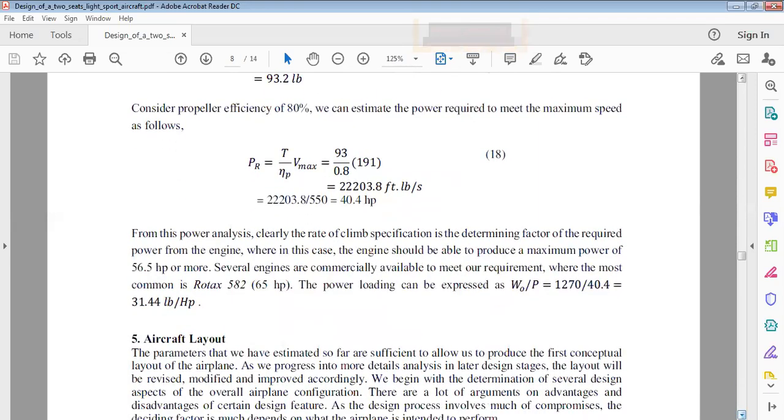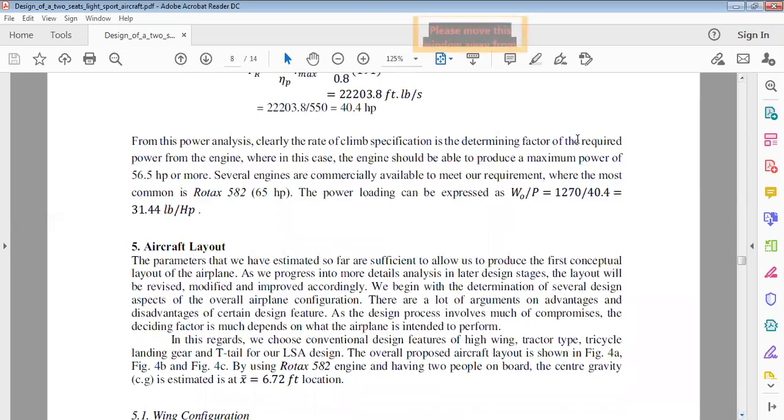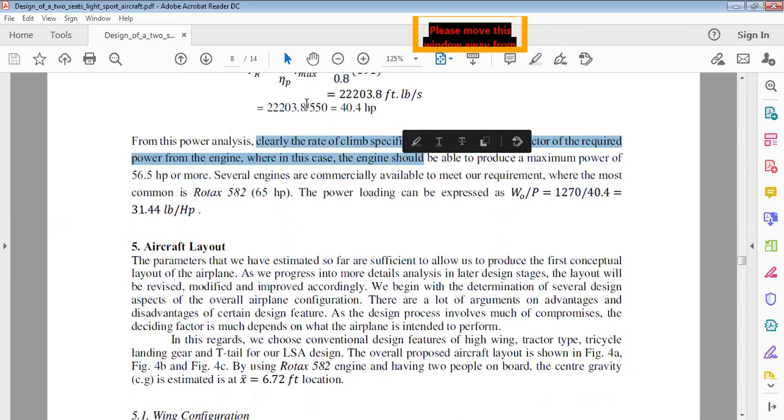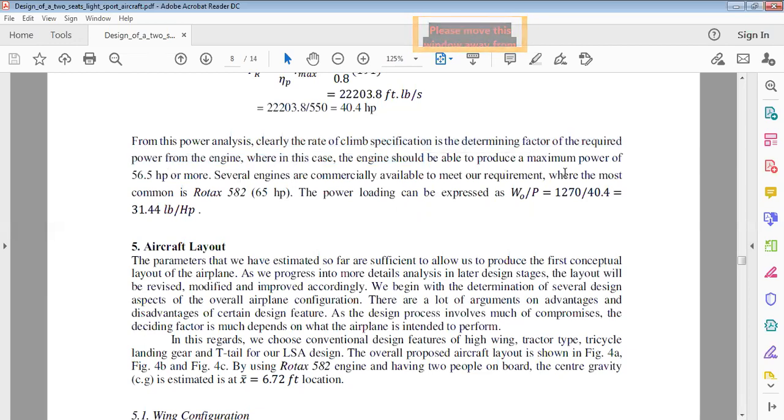From the power analysis, it is clear that the rate of climb specification is the determining factor of the required power. Always remember that the rate of climb specification is the determining factor for power from the engine, where in this case the engine should be able to produce maximum power. So it should produce about 56.5, because during takeoff itself a larger power output is required. So 56.5 HP or more. Several engines are commercially available to meet our requirement, where the most common is the Rotax 582, 65 HP. The power loading can be expressed as W naught by P. So 1270 divided by 40.4, that is 31.44 lb by HP.